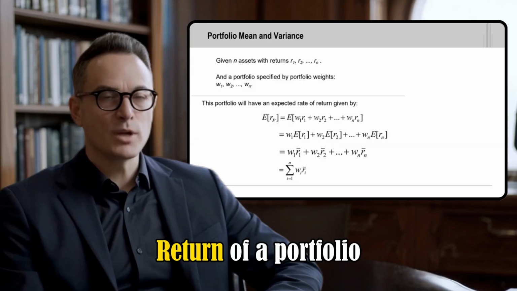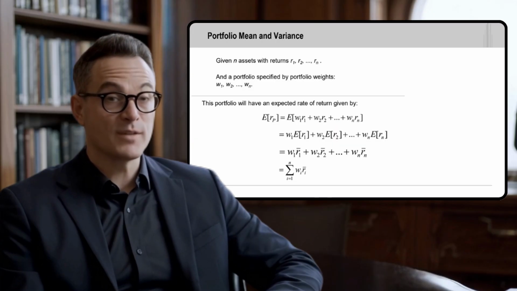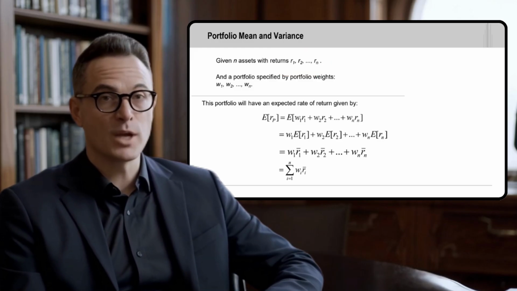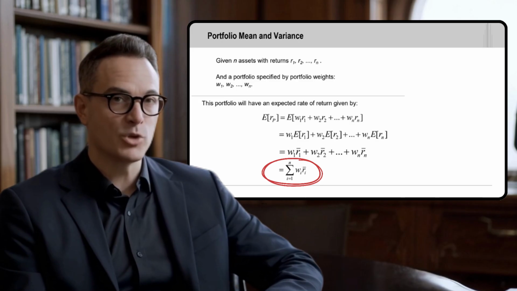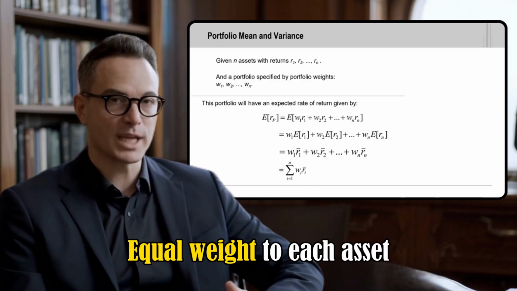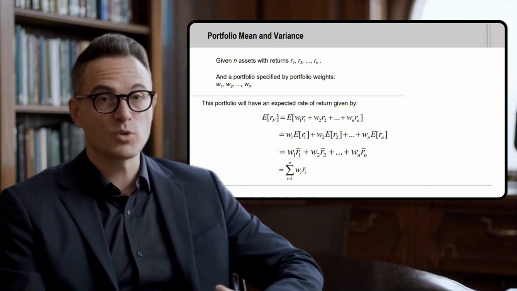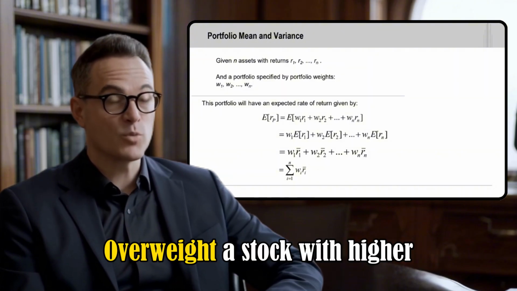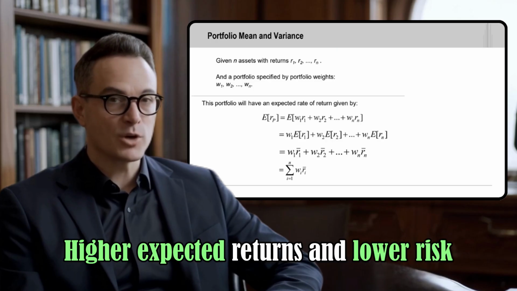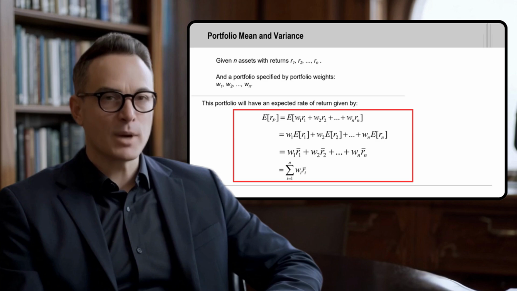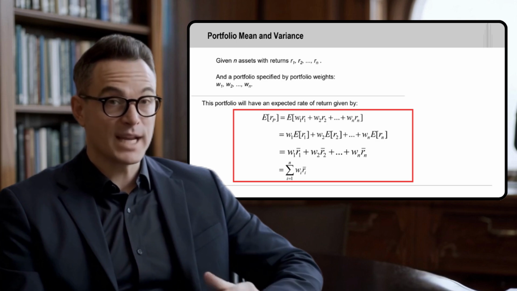Let's begin with the return of a portfolio. Imagine you have a few assets, each with a known expected return. The return on the portfolio is just a weighted average of those returns. If you assign equal weight to each asset, you're giving them all the same level of importance in the portfolio. But you might prefer to overweight a stock with higher expected returns and lower risk. Mathematically, the portfolio return is the sum of each weight multiplied by its corresponding asset return.